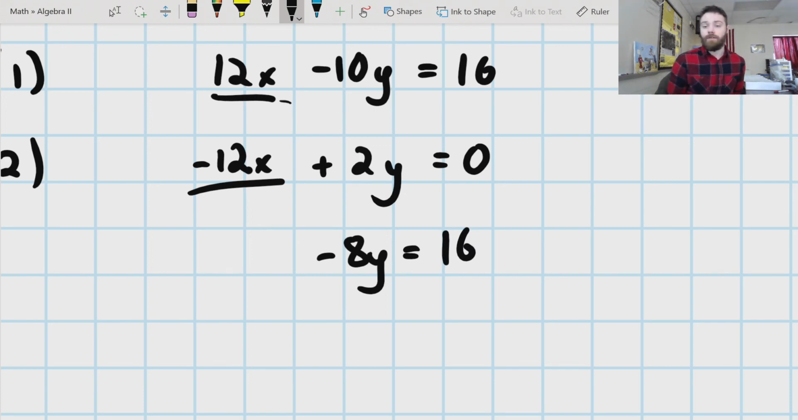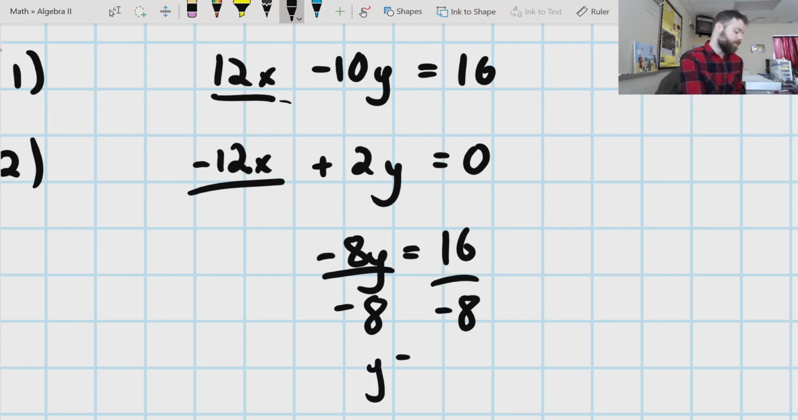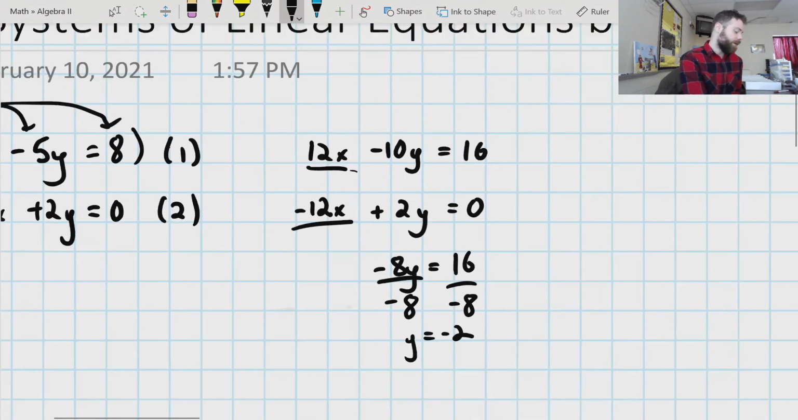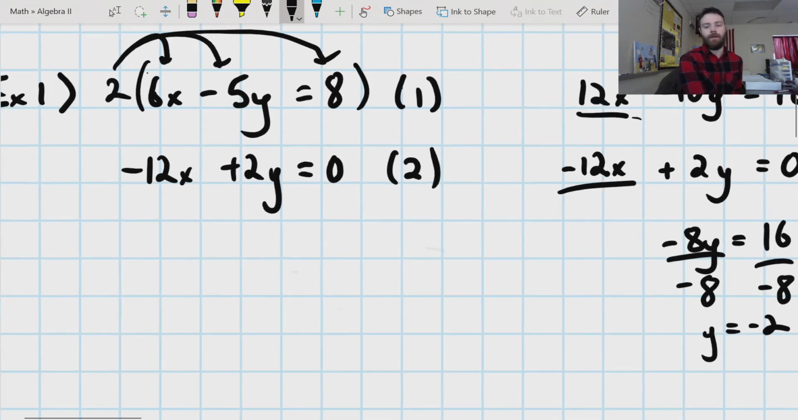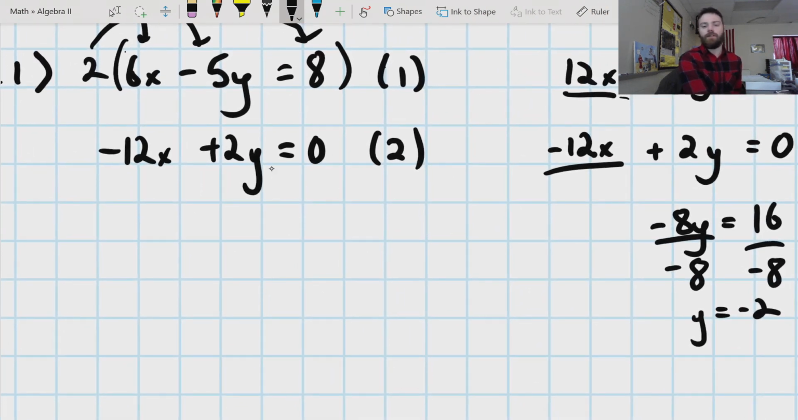And now what I can do is solve for y. I've got negative 8y equals 16. So I can divide both sides by negative 8. And I'm left with y equals negative 2. And in order to solve for x, all I have to do is take y equals negative 2 and plug it into one of these two original equations, or any of the other equations I created. It doesn't matter. As long as y is plugged into one of these equations and I solve for x correctly, I should get the correct answer.